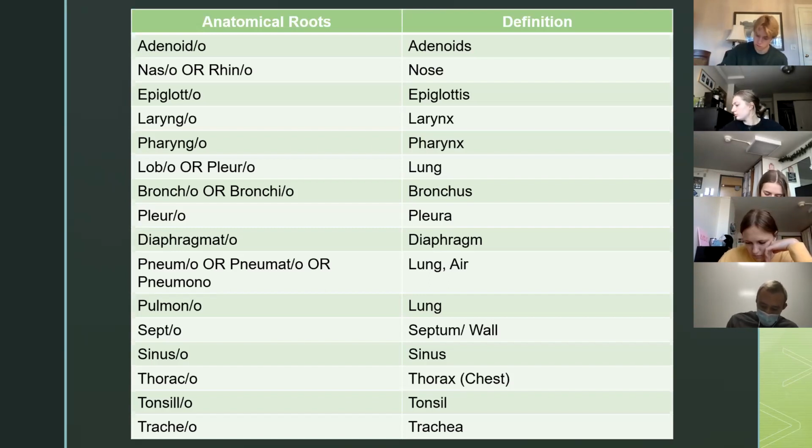Septo, septum or wall. And then sinus or sino. Sorry, I think I put the S on there accidentally. Anyway, here's the deal. Question for you guys. If I have a pneumothorax, what does that mean?